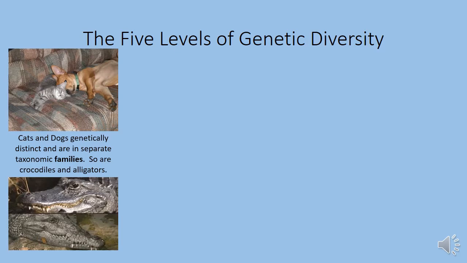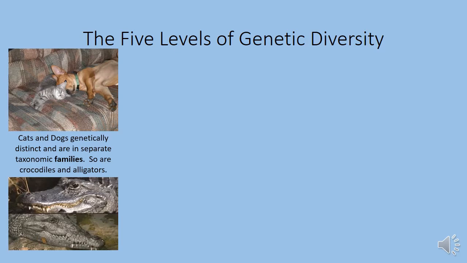So genetically distinct things that are in separate taxonomic families, or even farther apart, right? So you got cats and dogs. They're both mammals, but they're in different families, so they're pretty different. Alligators and crocodiles, same way, different families, pretty different. An alligator and a dog, they're pretty different. So at this level, we're pretty distinct. But at the family level, you're still going to share traits with your cousins, right?